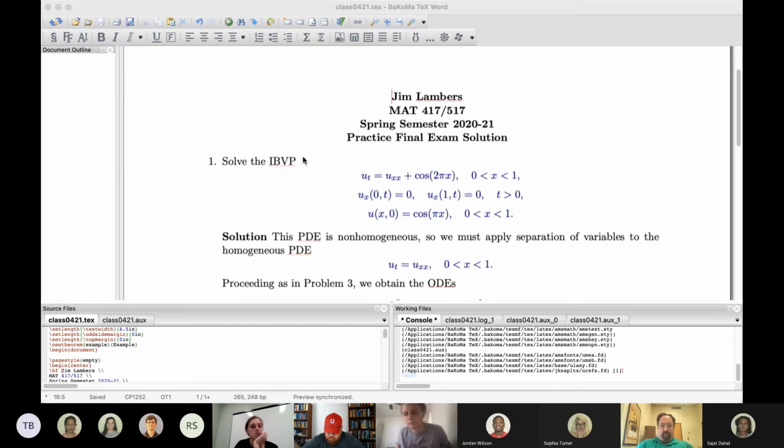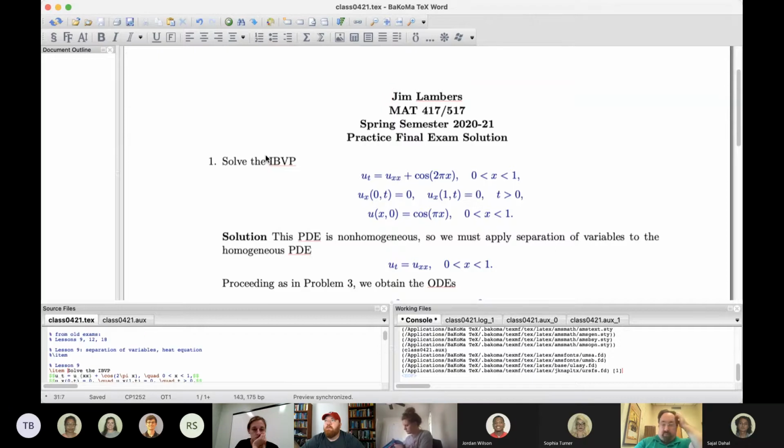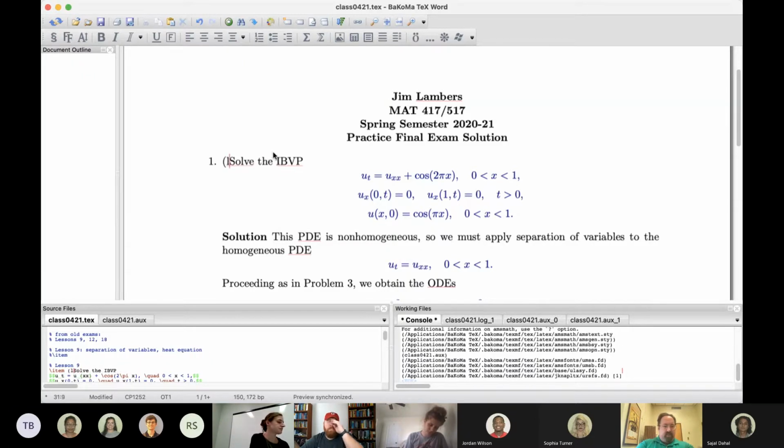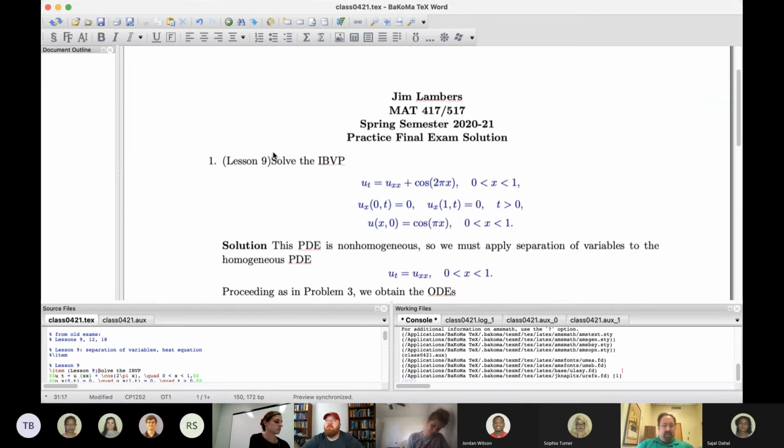Okay, so we have 7 problems in total. The first 4 problems are old material. And actually, with each problem, I'm going to indicate what lesson it's based on, so you know what part of the notes to look at. For instance, the first problem deals with lesson 9.